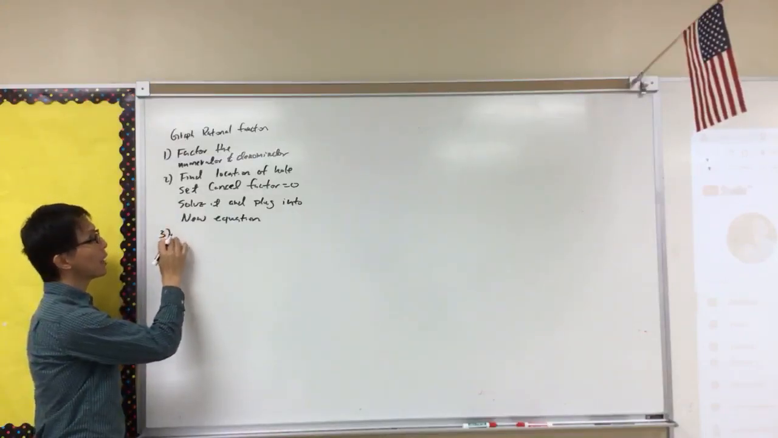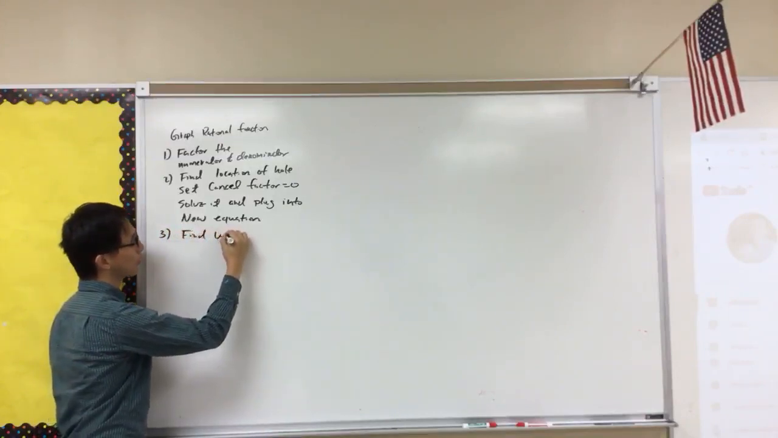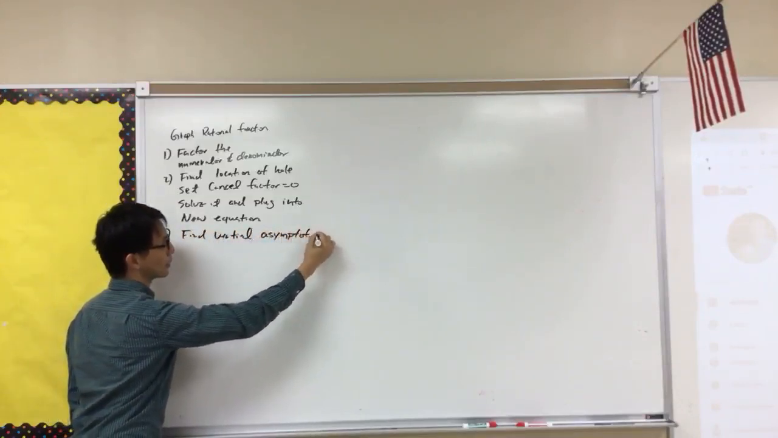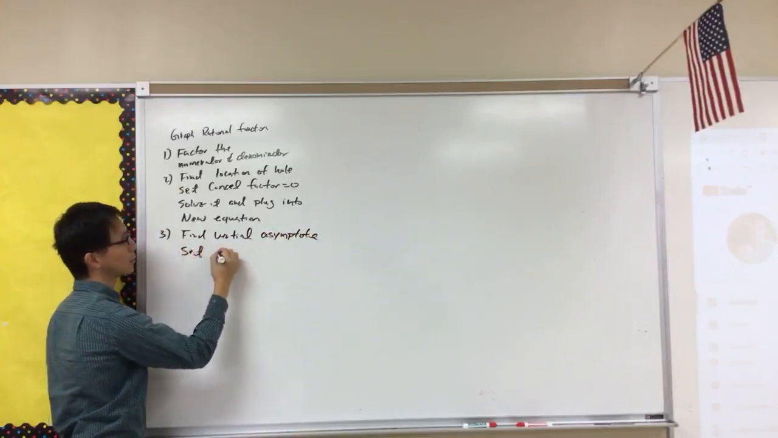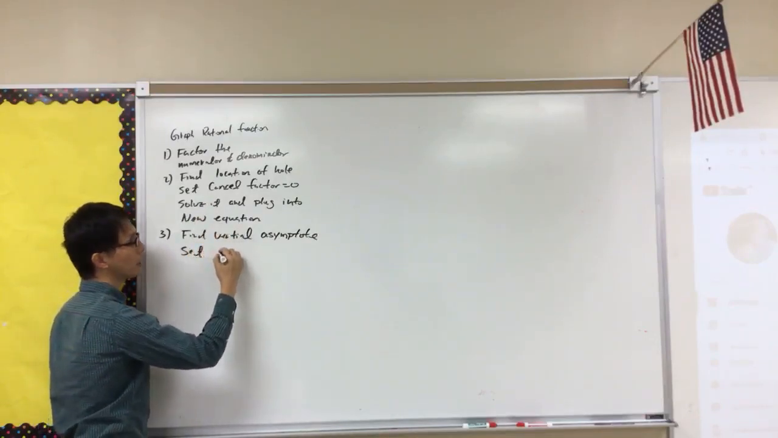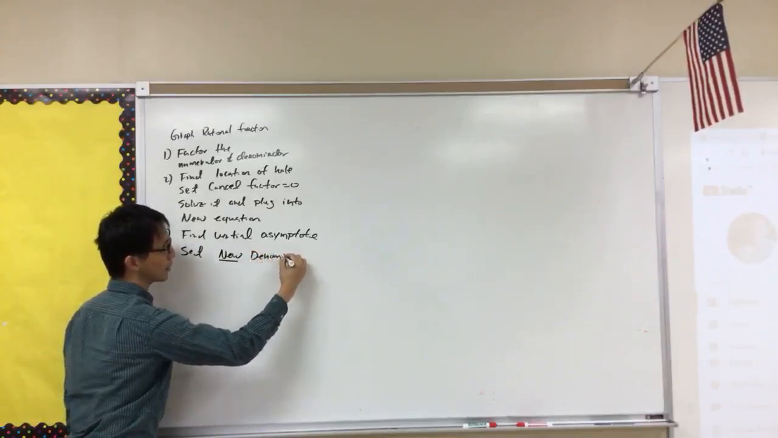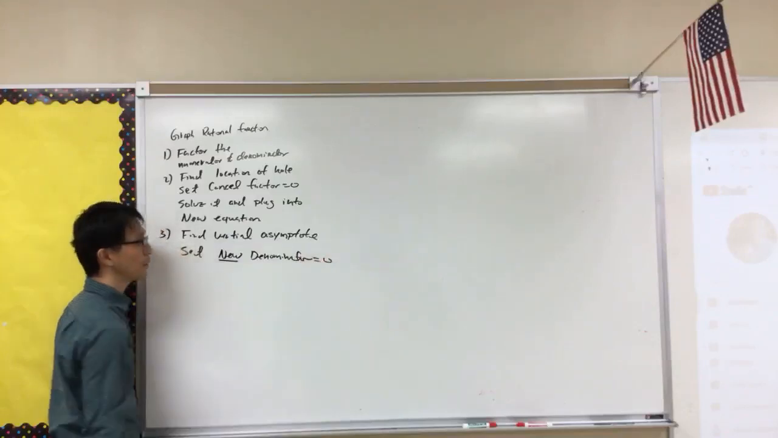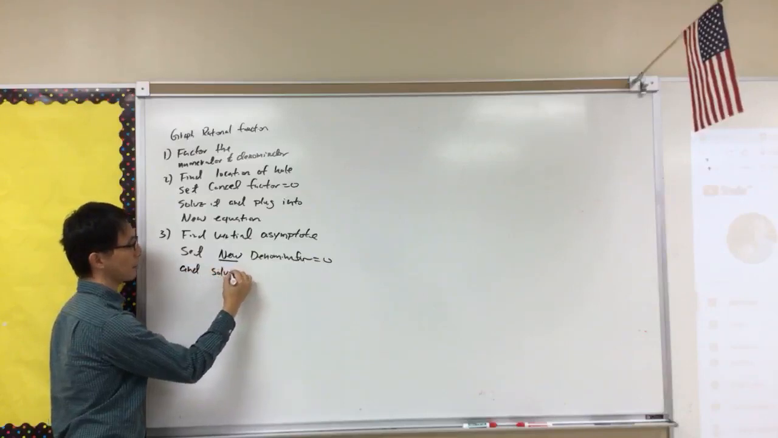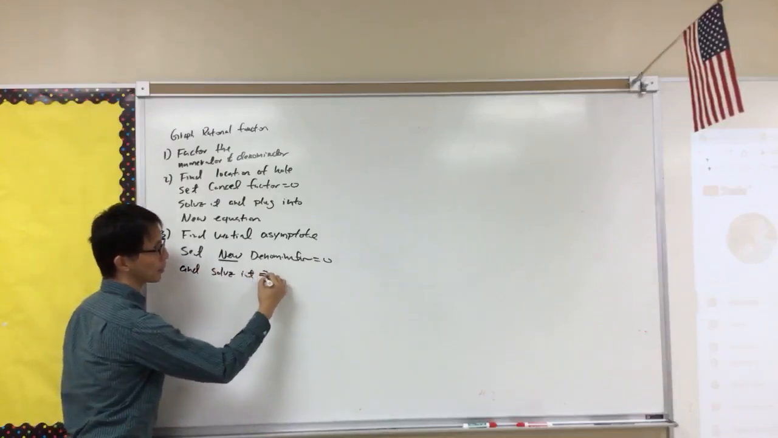Okay. So the third step is what? The third step is to find the vertical asymptote. Set the new denominator equal to 0. If you set the new denominator equal to 0 and solve it, you're going to find the vertical asymptote. Okay? So that's my vertical asymptote. We're going to call it VA.